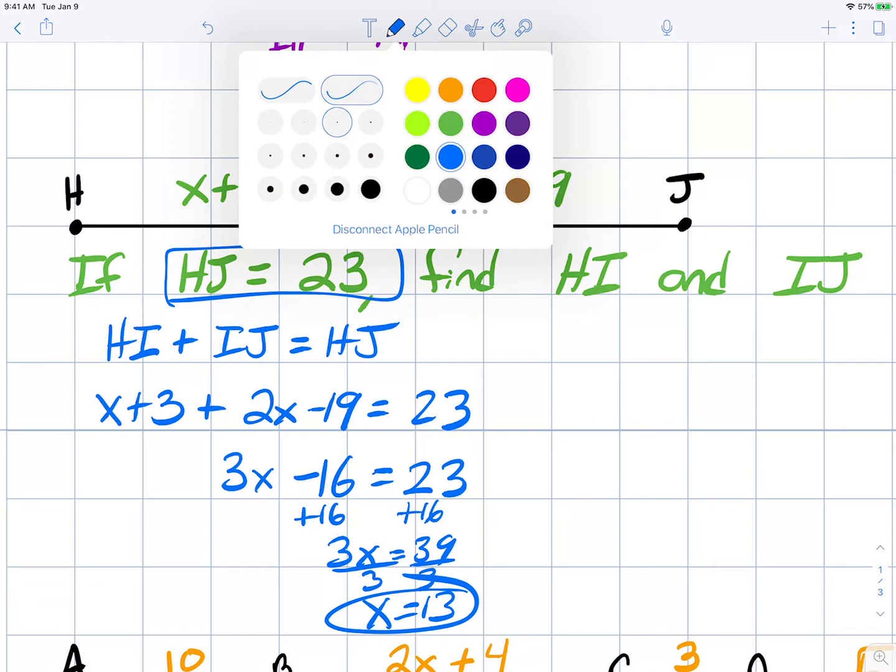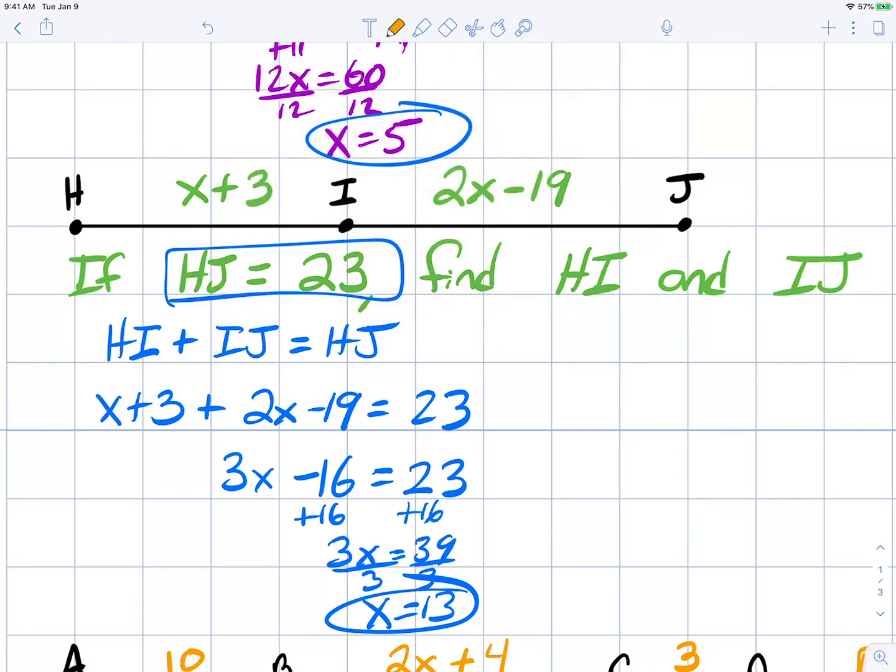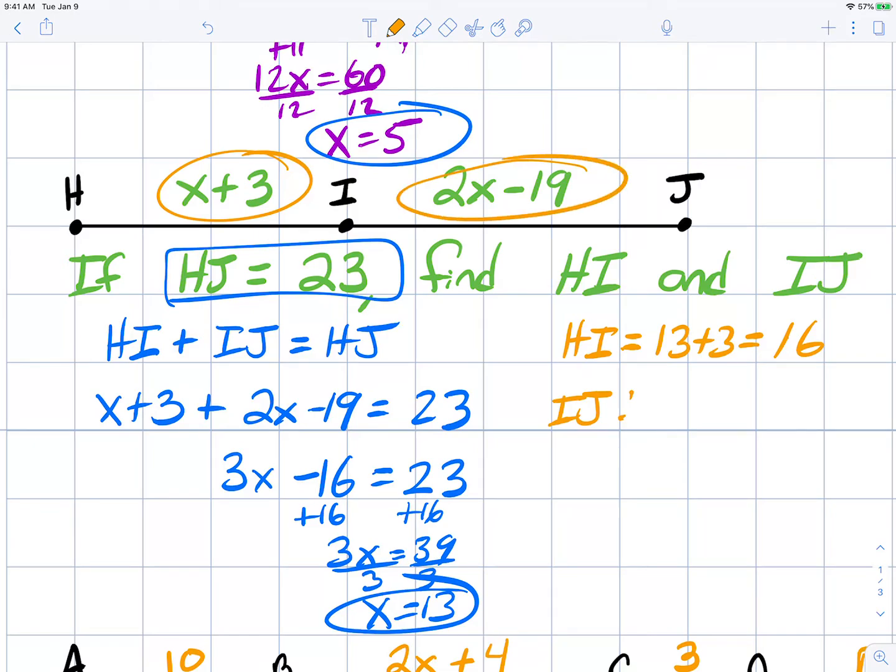Now again, that's not our final answer, but we are going to be able to use it to find our final answer. So HI is x plus 3, so I'm going to go 13 plus 3, and that has a length of 16. IJ, again, I can either plug in 2 times 13 minus 19, or I can just do 23 minus 16, and 23 minus 16 is 7. So those are the lengths of my two segments.